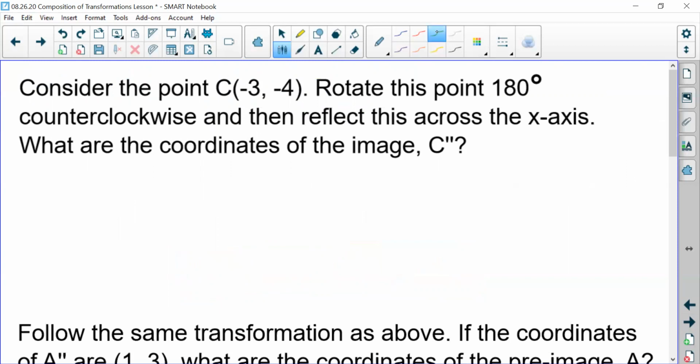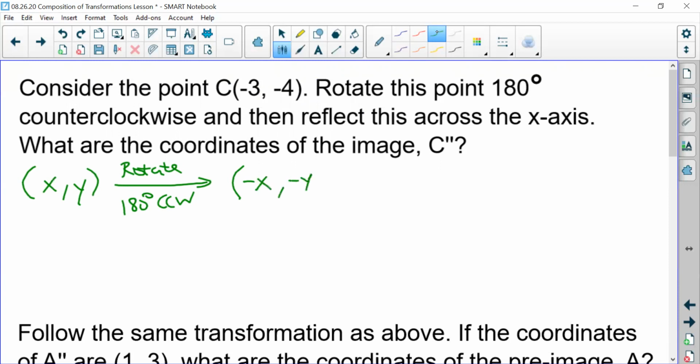So for instance, we're going to start off at x, y, we always do. We want to rotate this 180 degrees counterclockwise. Remember, when we rotate 180 degrees counterclockwise, x and y stay in the same positions, they just have opposite signs now. From here, we did the rotation. Now we just want to reflect this across the x-axis.